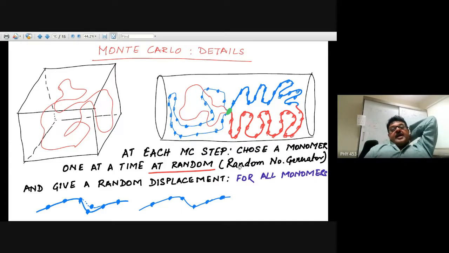And after choosing a random monomer, in the Ising model, you give it a flip, because that's the only degree of freedom which is allowed. It can either point up or down. On the other hand, here the monomers can occupy different points in space, and hence after choosing a monomer at random, we give it a random displacement. And this we do for all the monomers one by one, choosing monomers at random. In the Ising model, what did we do? We chose spins at random, and if you choose n spins and give them a random flip, you call it a Monte Carlo step.